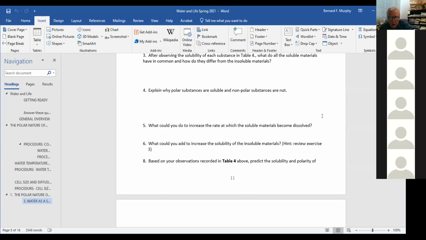And 6, what could you add to increase the solubility of the insoluble molecules? Look at number 3. It's somehow put a polar covalent bond in there. You modify it somehow by putting a polar covalent bond in, like butane. It's just 2 carbons and 6 hydrogens. It's insoluble. Add a hydroxyl group to it. You make ethyl alcohol. That is soluble.